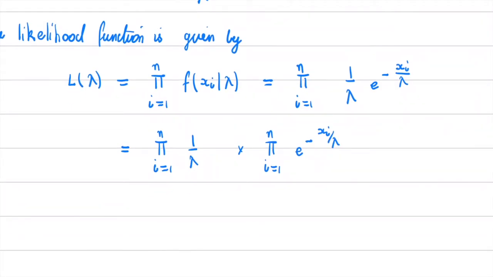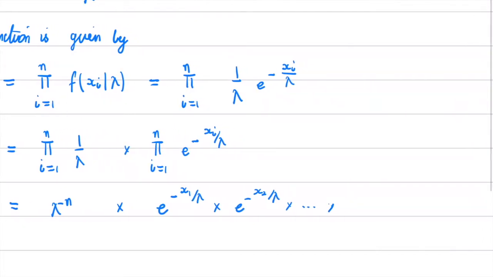Now, why have I done it like this? Well, for this first term here, we end up multiplying 1 on lambda by itself n times. So this leaves us with lambda to the negative n. And here we've got the product of exponentials. So this would be something like times e to the negative x1 on lambda times e to the negative x2 on lambda times ... times e to the negative xn on lambda.